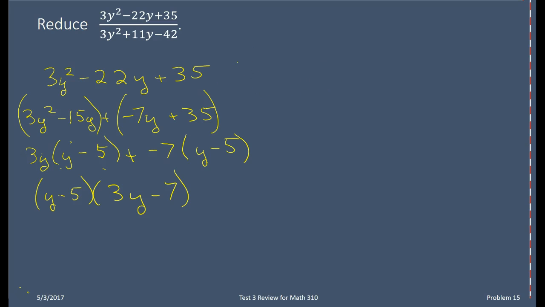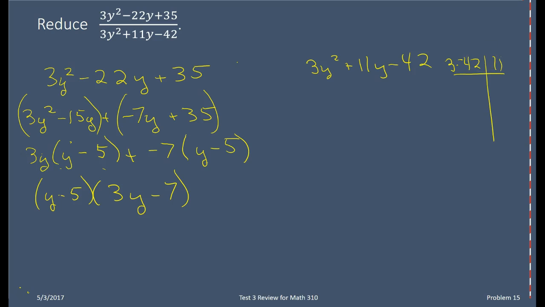In my denominator, I'm going to do the same steps. 3y squared plus 11y minus 42. I need two things that multiply to 3 times 42, really a negative 42, and add to 11. And this time I need a positive and a negative, and my largest one has to be positive because it adds to a positive, but they multiply to a negative.